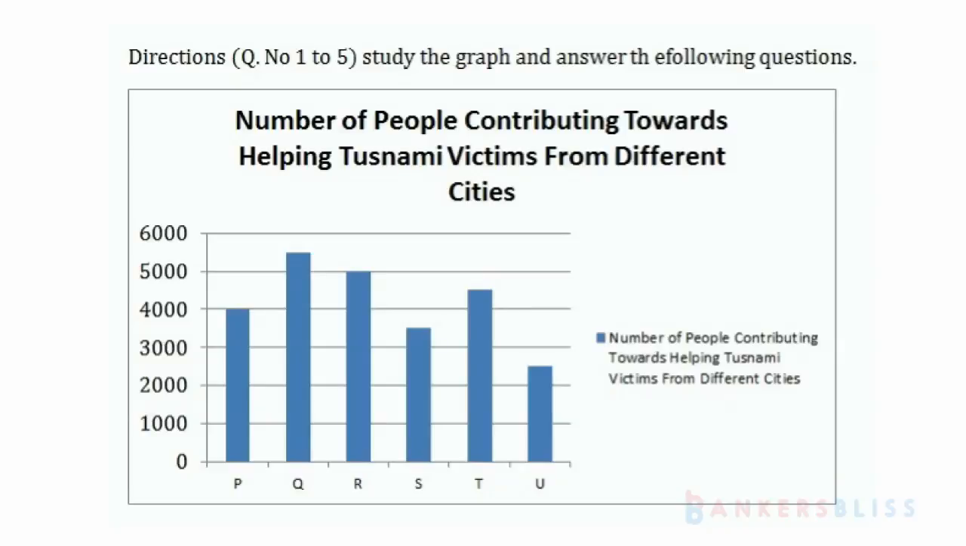From P, 4,000 is the number of people. From Q, 5,500 is the number of people. For S, 3,500. You have to keenly observe: the bar ends exactly in the middle between 4,000 and 3,000, so the answer is 3,500 for S. For T, it lies between 4,000 and 5,000, so 4,500 is the answer. For U, it lies exactly in the middle between 2,000 and 3,000, so the data is 2,500 for U.